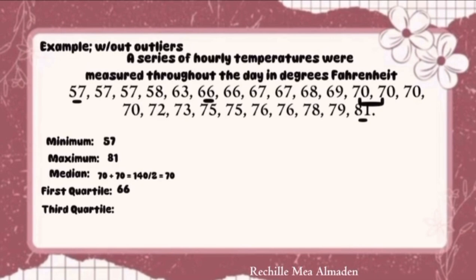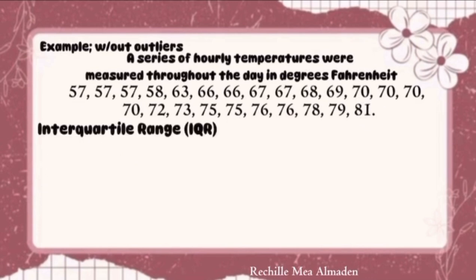Then the third quartile is the number that marks 3/4 of the ordered data set. So the third quartile value can be easily obtained by finding the middle number between sa median and the maximum. So makita man nato dira sa middle number between sa 70 and the 81 is 75. So mao na siya ang atong third quartile.